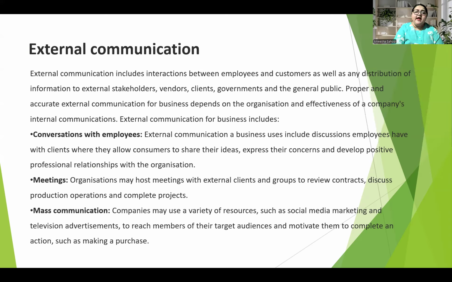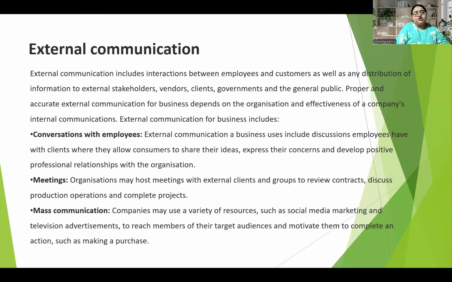Proper and accurate external communication for business depends on the organization and effectiveness of a company's internal communication. External communication for business includes, for example, conversation with employees. External communication a business uses includes discussions employees have with clients where they allow consumers to share their ideas, express their concerns, and develop a positive professional relationship with the organization.